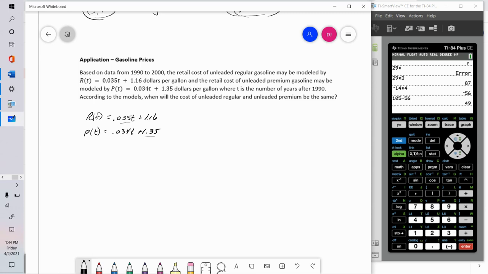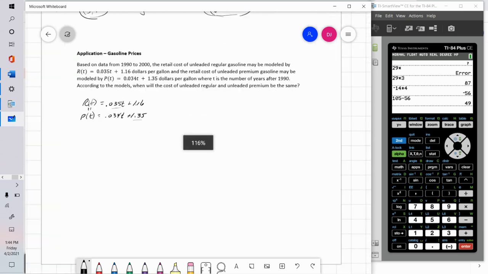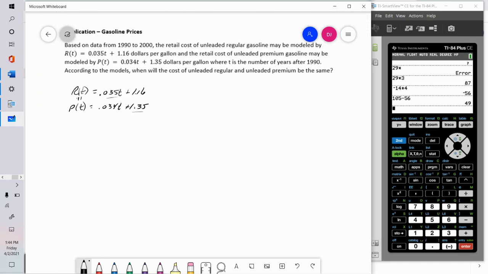According to the models, when will the cost of unleaded regular and unleaded premium be the same? How long will it take before they're the same? So we need to solve for T. If we want to know when these two are equal, that will happen when 0.035 T plus 1.16 is equal to 0.034 T plus 1.35.